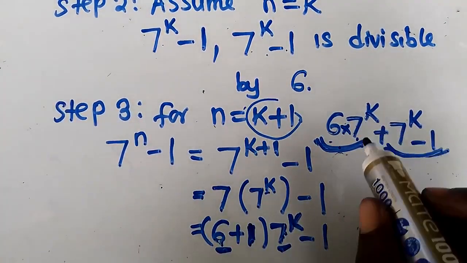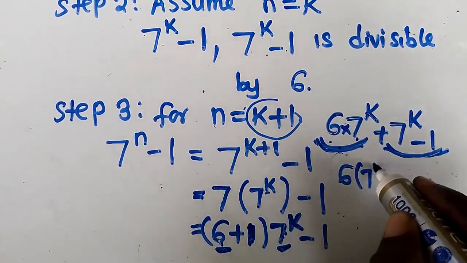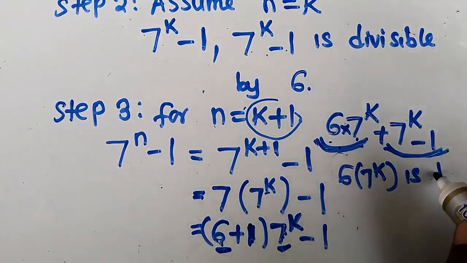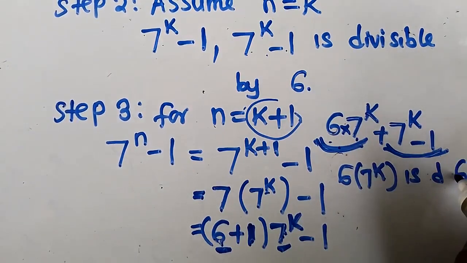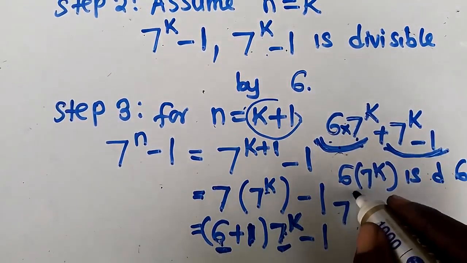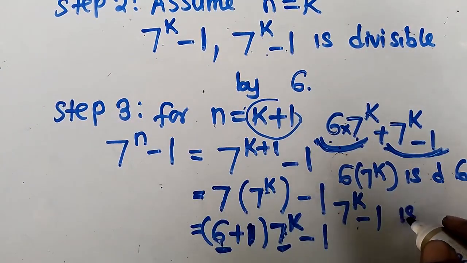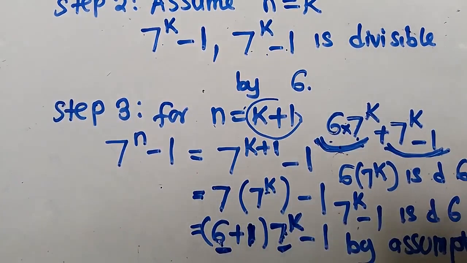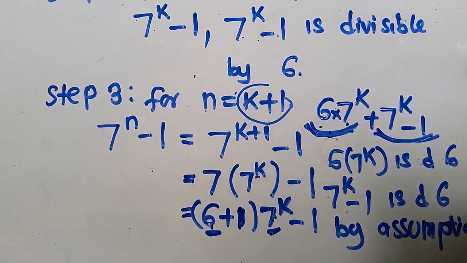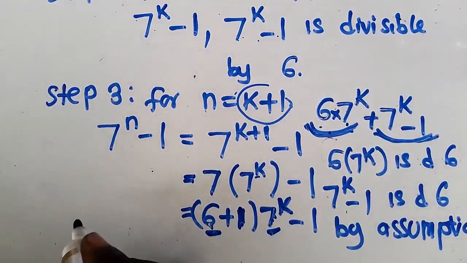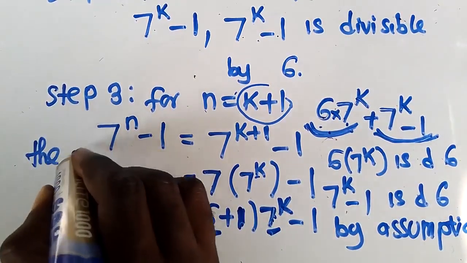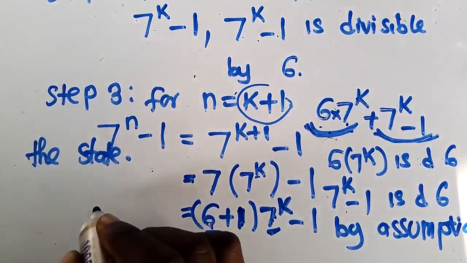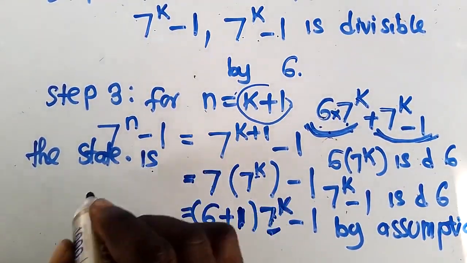So this is what you need to do. You say 6 times 7^k is divisible by 6. Have you seen? Then you say 7^k minus 1 is divisible by 6 by assumption. We just assumed. So now you just conclude by saying the statement is true.